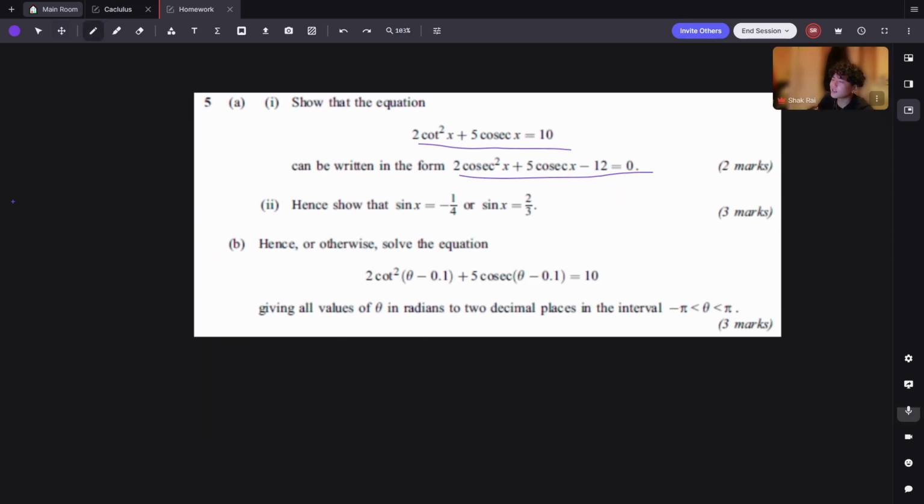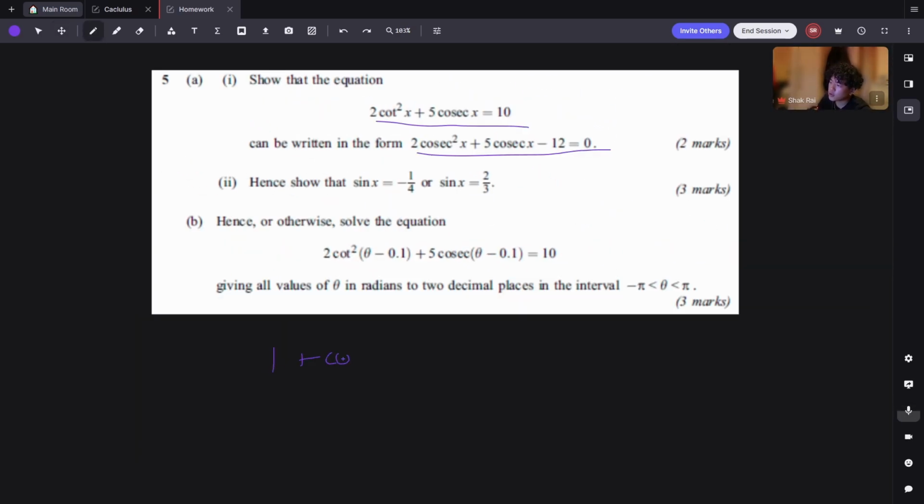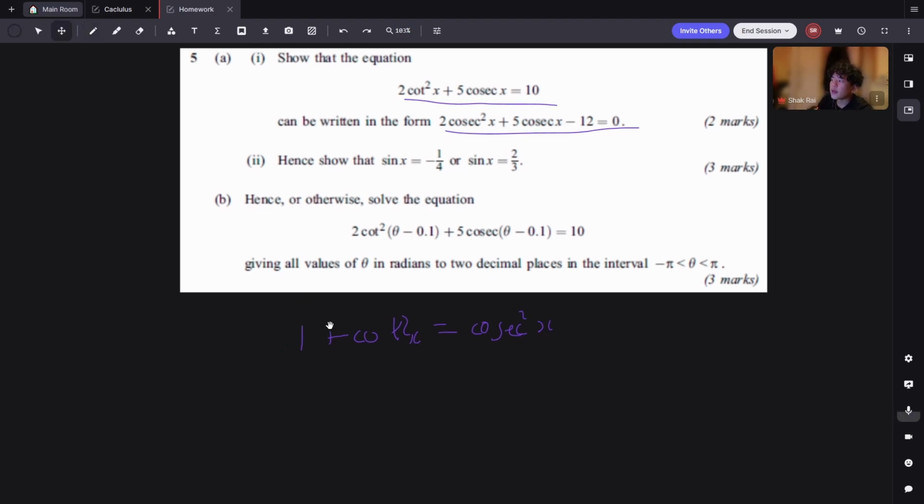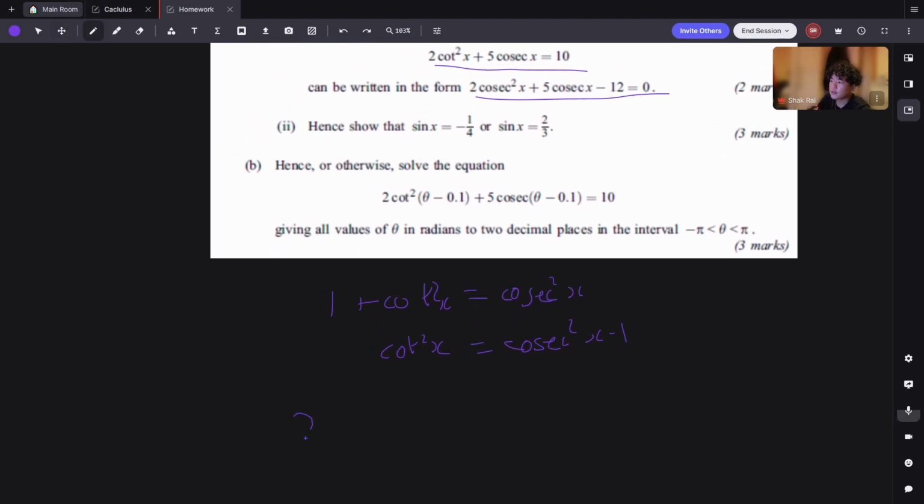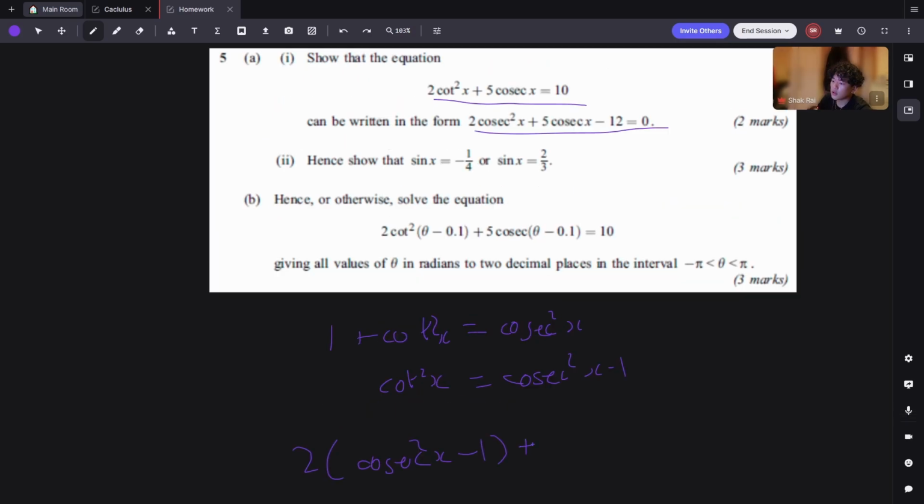The thing about this question is it's the same concept as the question that we did earlier, but in the opposite format. As we found out earlier, 1 plus cot squared x equals cosec squared x. This is an identity that should be as common to you as sine squared x plus cos squared x equals 1. From there, we just need to rearrange this so that 2 cot squared x equals cosec squared x minus 1. So that becomes 2 cosec squared x minus 1 plus 5 cosec x equals 10.